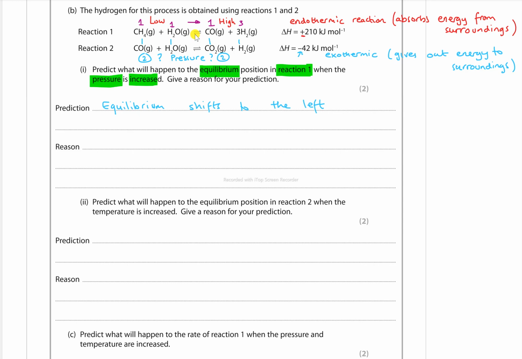Right, why was that? Because there are fewer moles on the left hand side. That's the lower pressure side. Right, so the next one we're looking at is this. What will happen to the equilibrium in reaction 2 when the temperature is increased?